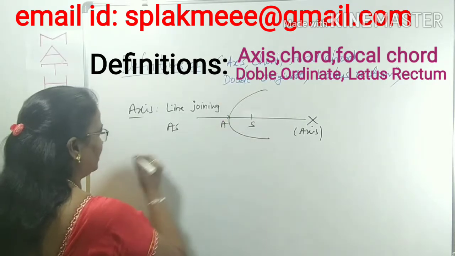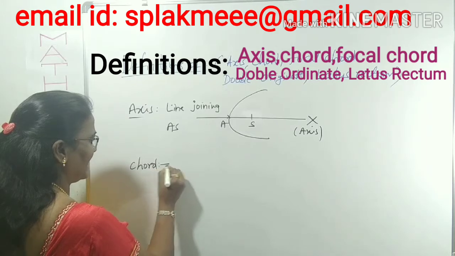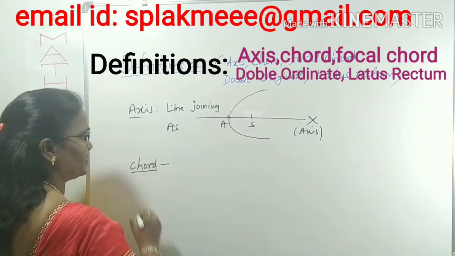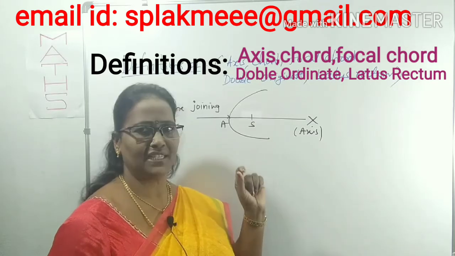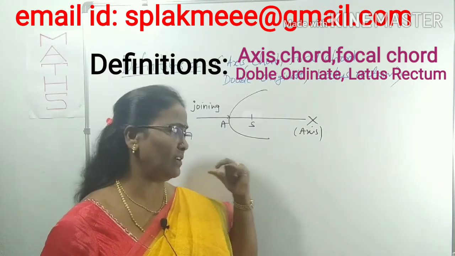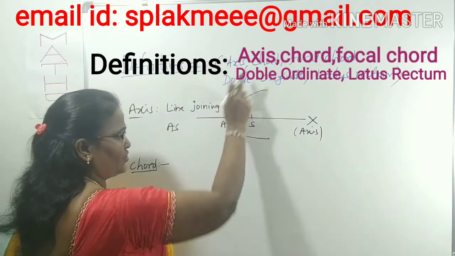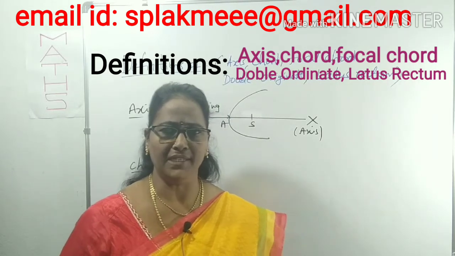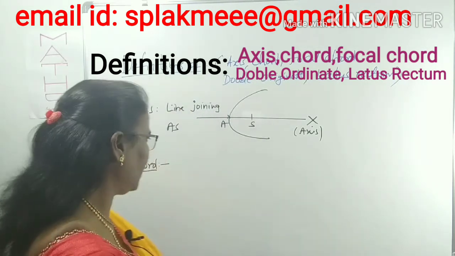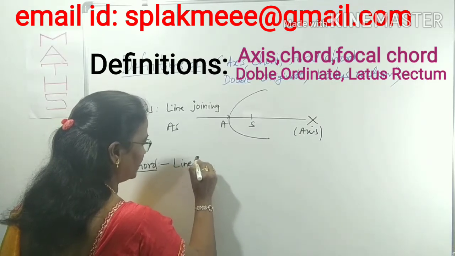Next, come to the chord. Everyone knows about the chord. In all these definitions there will be a slight difference, so there is no chance of confusion. What is the difference? I will explain with the figure, you can understand easily. Next, chord. What is a chord? A chord of any curve means the line joining two points on that curve. Line joining two points on the parabola.